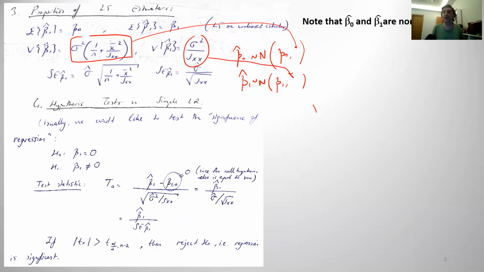Note that this is very much like x bar, which is normally distributed around the population mean, and this is the estimate of the x bar. So it's the population mean which is estimated by x bar, and the variance is equal to sigma square over n. So the very same thing here. The expected value of x bar is equal to mu: an unbiased estimator of the population mean, just as we have unbiased estimators of beta 0 and beta 1.